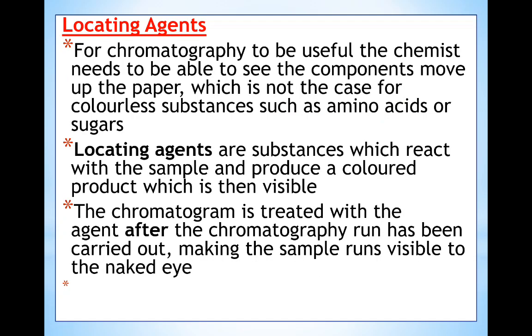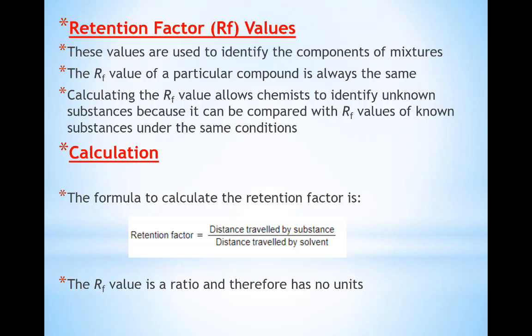Now, what is a locating agent? For chromatography to be useful, the chemist needs to be able to see the components move up the paper, which is not the case for colorless substances such as amino acids or sugars. Locating agents are substances which react with the sample and produce a colored product which is then visible. The chromatogram is treated with the agent after the chromatography run has been carried out, making the sample runs visible to the naked eye.